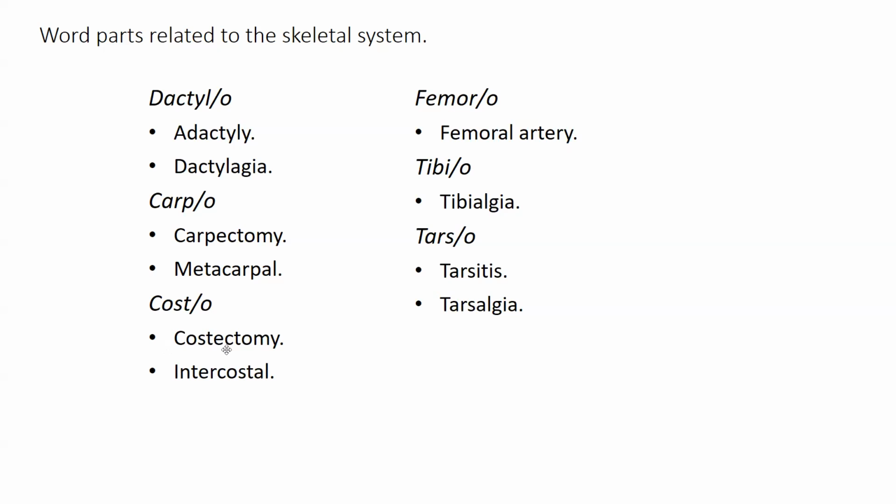Costo refers to the ribs. You might have a rib removed, an ostectomy, or talk about something in between the ribs, like muscles that occur between the ribs. Those are intercostal muscles. Femoral refers to the largest bone in the body, the femur, as in the femoral artery. Tibio is your shin bone. So if you have pain in your shin bone because you just bumped into furniture, you have tibialgia. Tarso are the ankle bones. So tarsitis is an inflammation in those bones. Tarsalgia would be a pain in those bones.